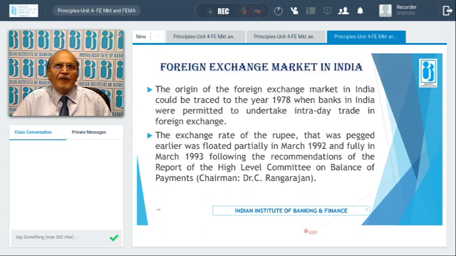In India, if we want to see the origin, it can be traced back to 1978 when banks in India were permitted to undertake intraday trade in foreign exchange. The exchange rate of rupee that was pegged earlier was floated partially in March 1992 and fully in March 1993. This was done based on the recommendations of the report of the High-Level Committee on Balance of Payments, which was headed by Dr. C. Rangarajan.